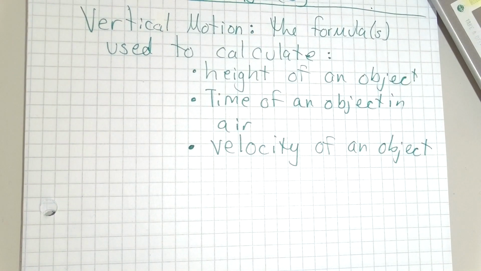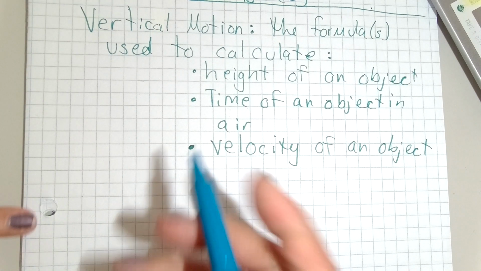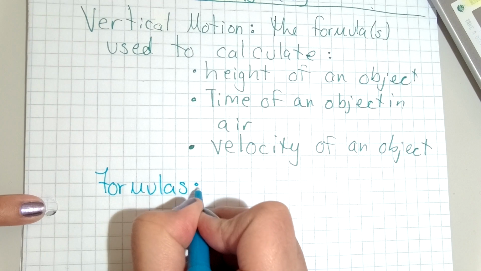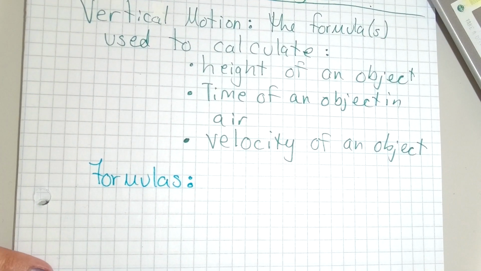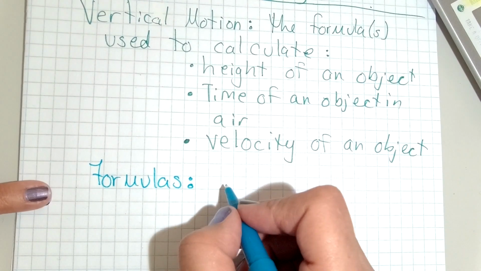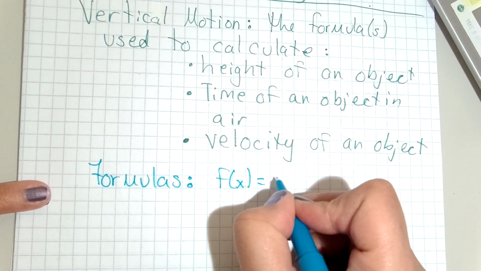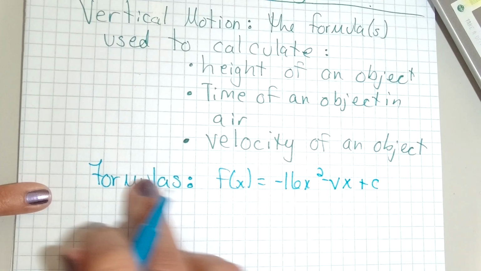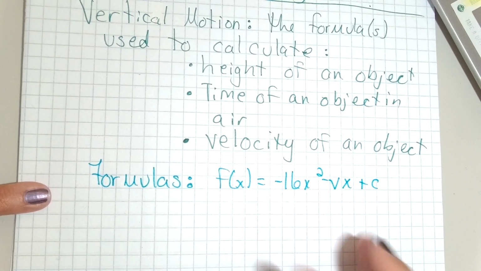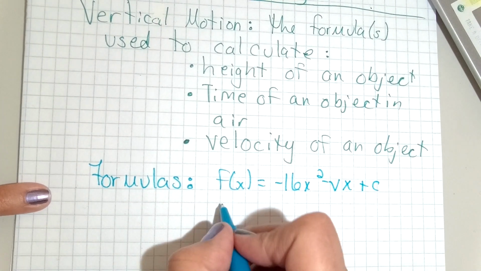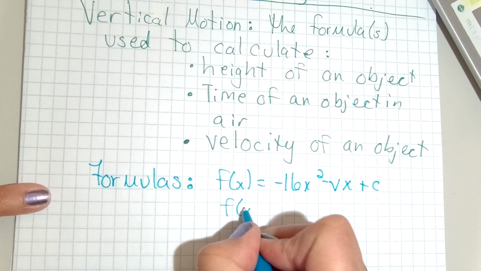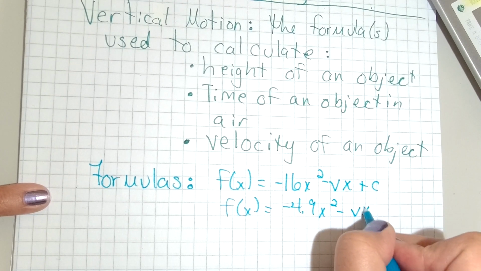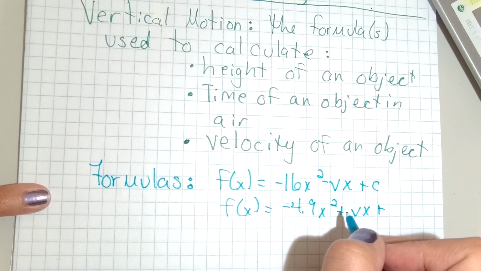We have 2 formulas we're going to use. And don't worry, you don't have to memorize these. On your assessments, I will tell you which ones to use for now. So the formulas you're going to be using are f of x equals negative 16x squared minus vx plus c. I'll tell you what all these coefficients mean in a second. And f of x equals negative 4.9 x squared minus vx, plus vx.